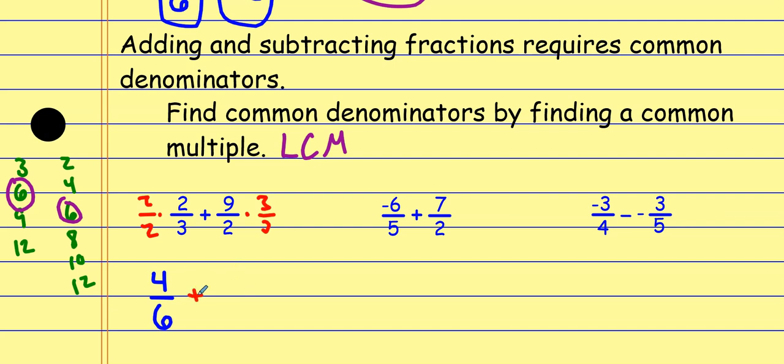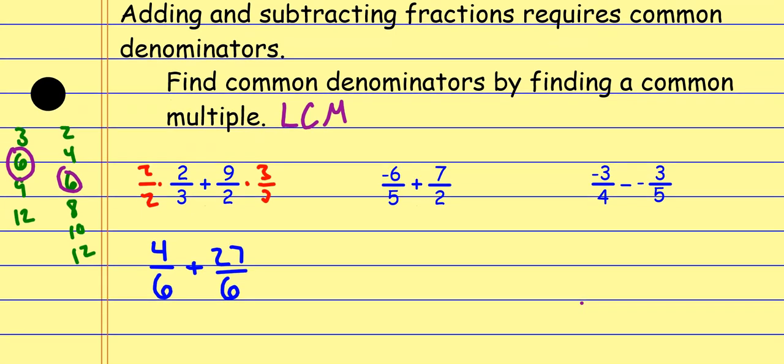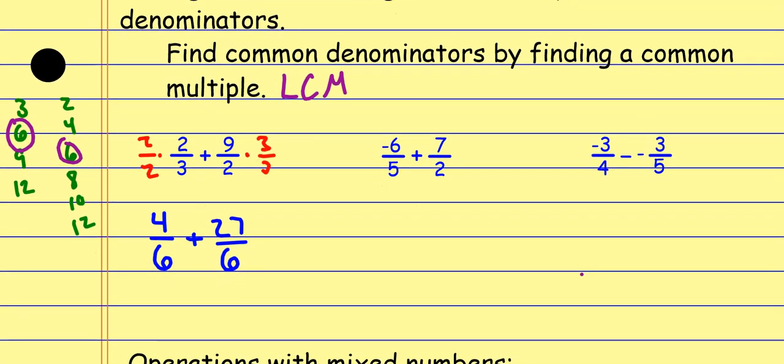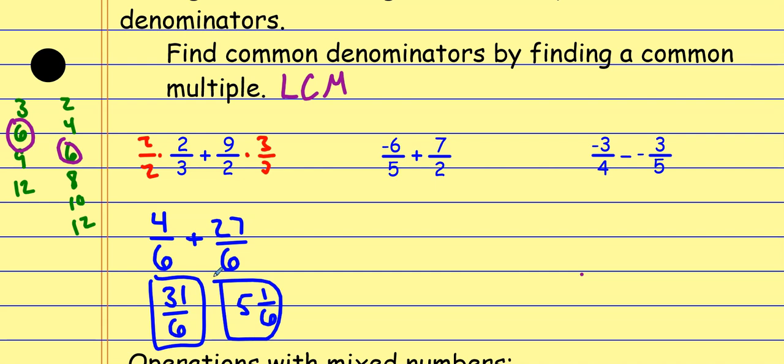So now what I have here is 27 out of 6. Now I have the same denominators. They're out of the same pieces. So if I had 4 out of the 6 pieces and I added 27 more pieces, I have a total of 31 pieces. And yeah, those pieces are broken down into sixths, okay? So I add the numerators, and the denominator stays the same. And once again, I could leave it like this, or I can write it as an improper fraction. 6 goes into 31 5 times with 1 left over. Okay, there it is as a mixed number, okay?